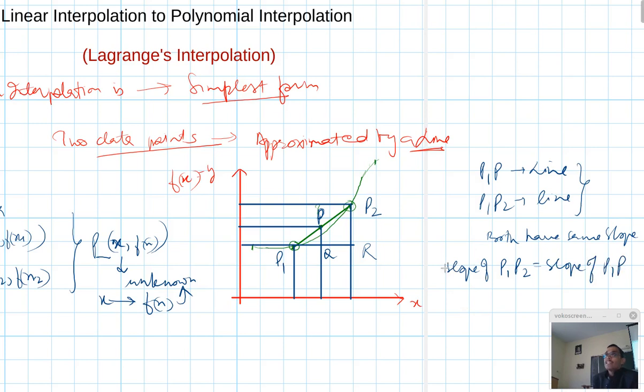What is slope? Change in y upon change in x. Slope is nothing but change in the value of y upon change in value of x. So for P1P2, the change in y will be what? This is the change in y which I am considering, and this is the change in x which I am considering.